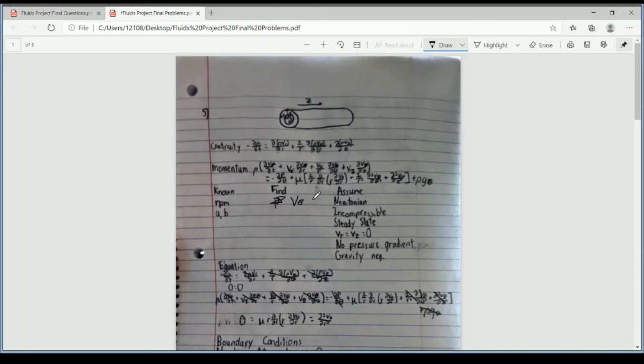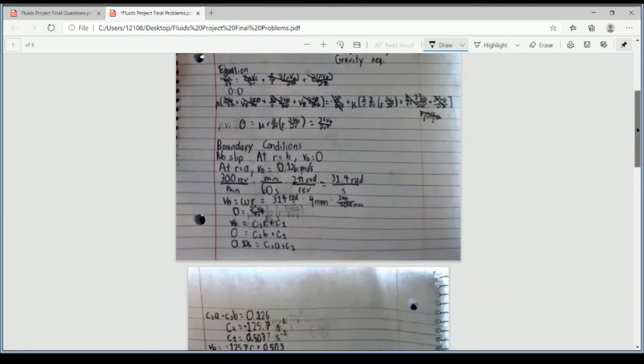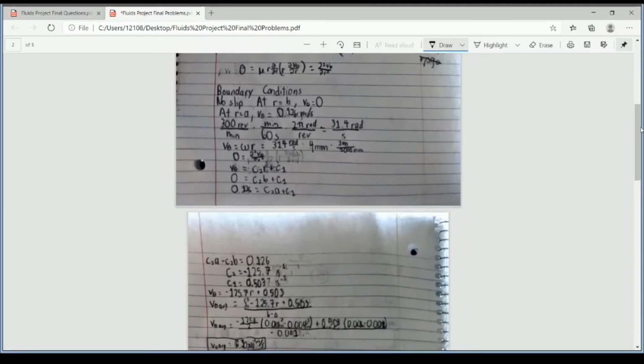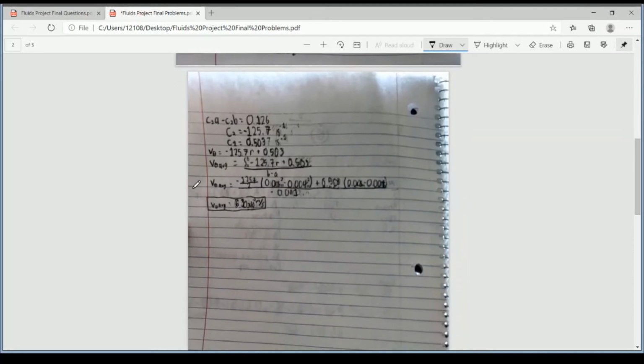So here are the assumptions I made. I wrote down my initial equations first so I know what to cancel. These are the equations that I got. Here are my boundary conditions, and from there I created a differential equation. It got me my average velocity, and here is my final answer that I produced from those equations.